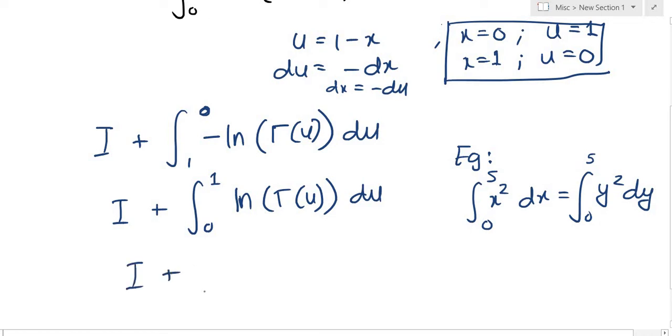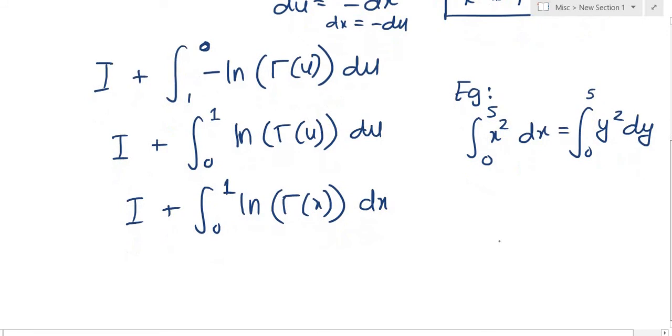So we can write everything in terms of x. So we have the natural log of the gamma of x. Instead of du we have dx now. And what is this? That's right, it's I again. So we have I plus I being equal to 2I.